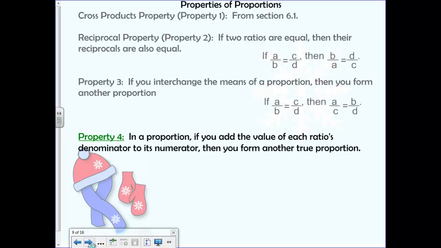And property 4, in a proportion, if you add the value of each ratio's denominator to its numerator, then you form another true proportion. If you add the value of each denominator to its numerator, then you form another true proportion. So here we go. If A over B equals C over D, then this is what happens. I take what's in the denominator, and I just add it to the top, and I keep everything else the same. So I go A plus B, still over B.